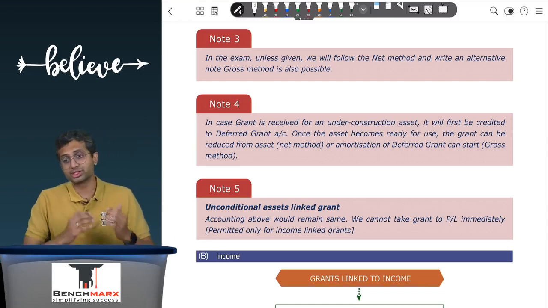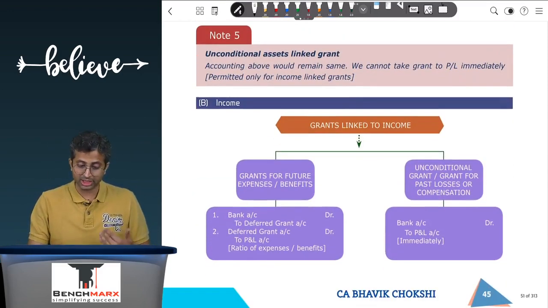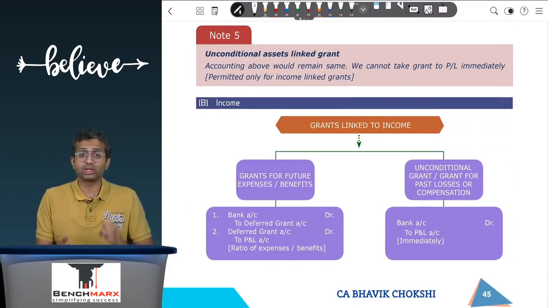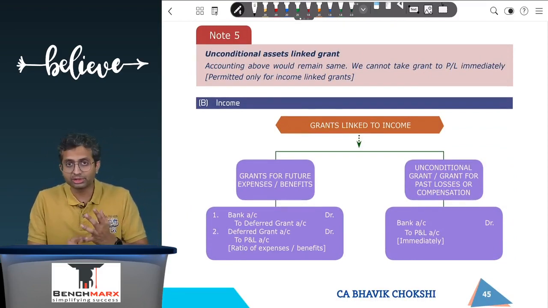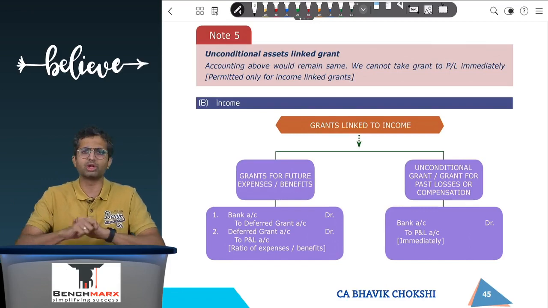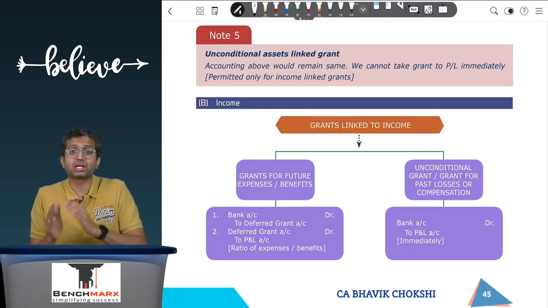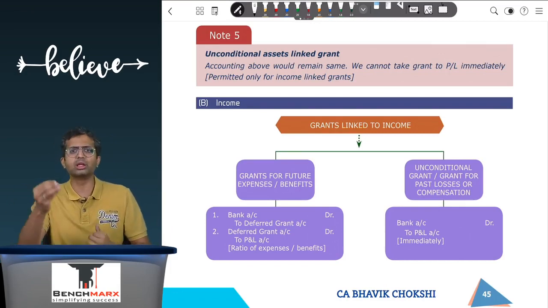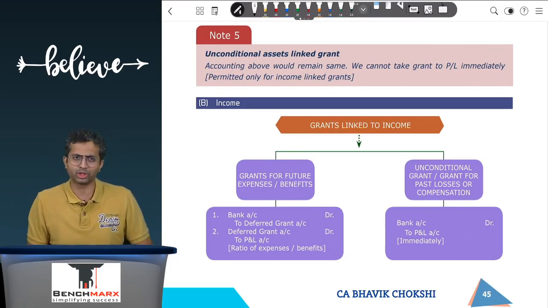grants linked to assets. Next, you go to the accounting for grants linked to income. That is, every other grant other than a grant linked to an asset is a grant linked to income. In which case, if it is an unconditional grant, that is, it's a non-refundable grant, no conditions are attached, or if it is a grant which is linked to past losses that have been incurred by the entity, then the grant will directly be taken to the profit and loss account.